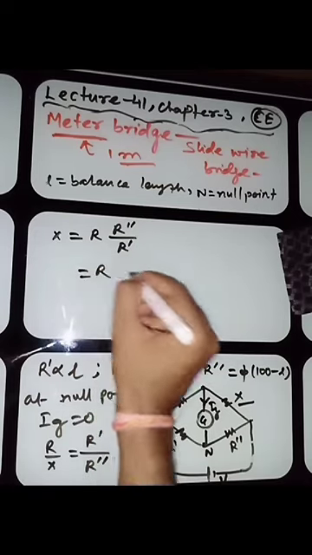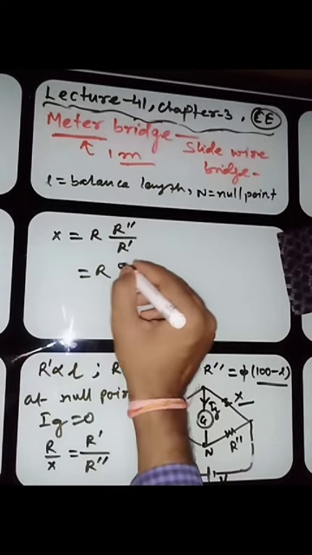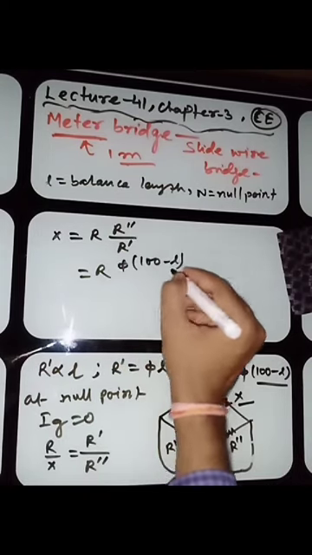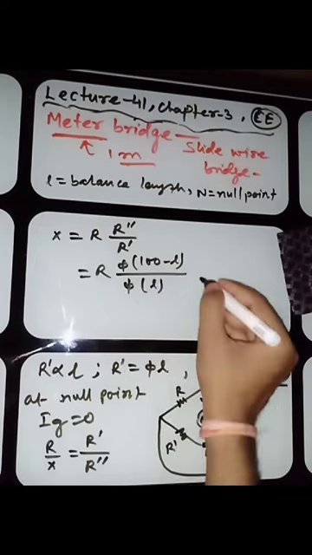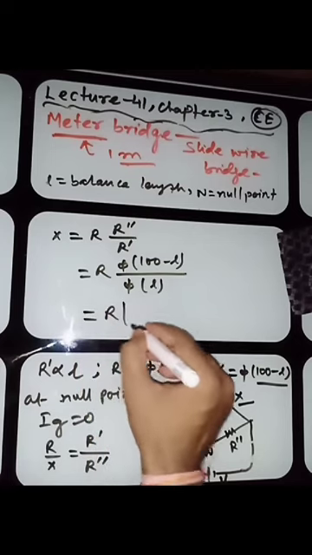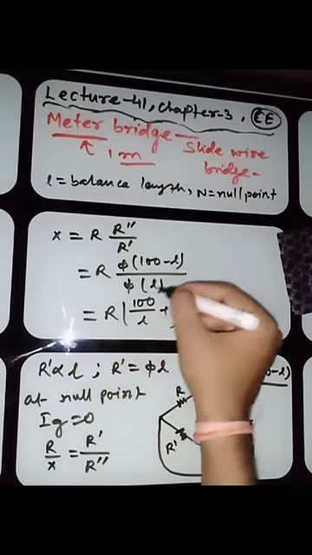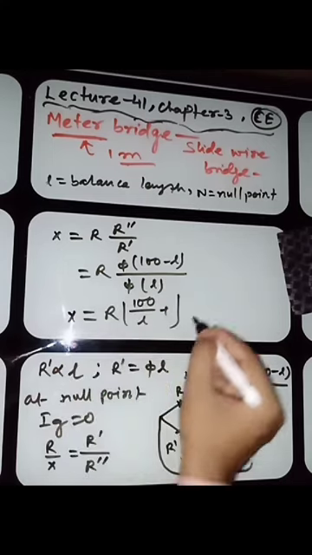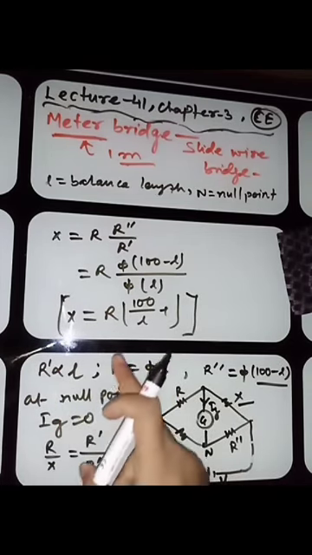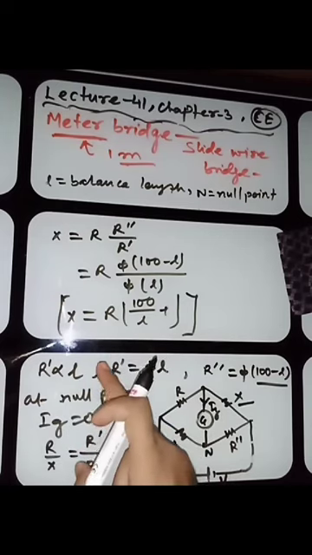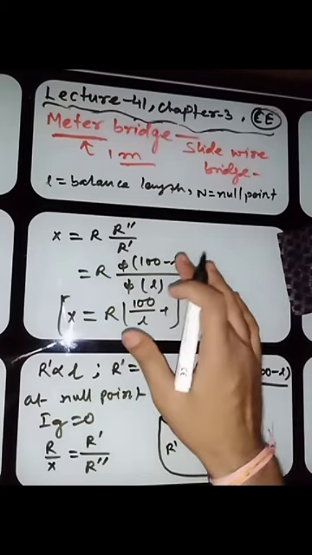Okay. And R double dash was how much? It is 5 times (100 minus L), divided by R dash, which was 5 times L. Okay, so it is R times (100 by L minus 1). You can see 5 will be cancelled out, and this is the value of the unknown resistance. I hope, my dear students, you understand how to find the unknown resistance. I don't think this is very tough.